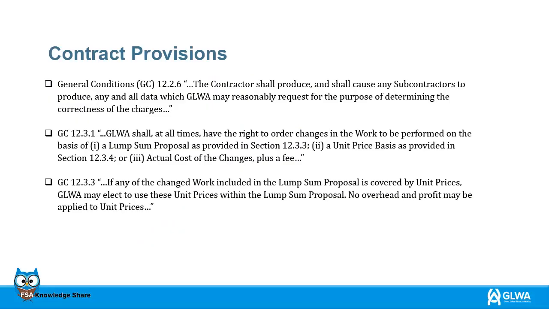General Conditions, GC 12.2.6. The contractor shall produce, and shall cause any subcontractors to produce, any and all data which GLWA may reasonably request for the purpose of determining the correctness of the charges. GC 12.3.1. GLWA shall, at all times, have the right to order changes in the work to be performed on the basis of 1. A lump sum proposal as provided in Section 12.3.3. 2. A unit price basis as provided in Section 12.3.4. Or 3. Actual cost of the changes, plus a fee.